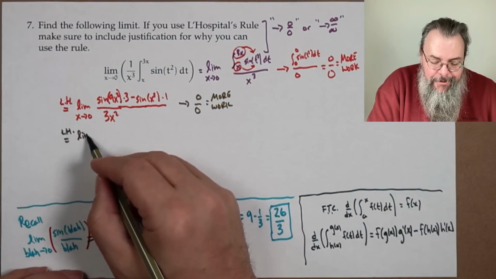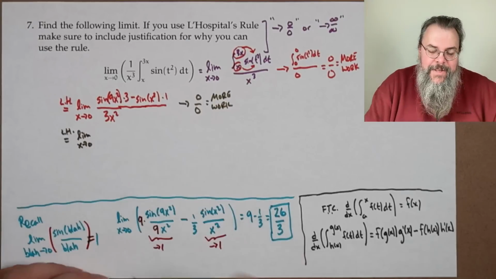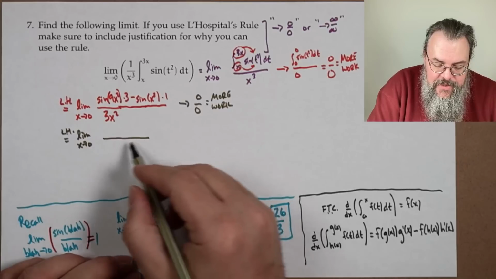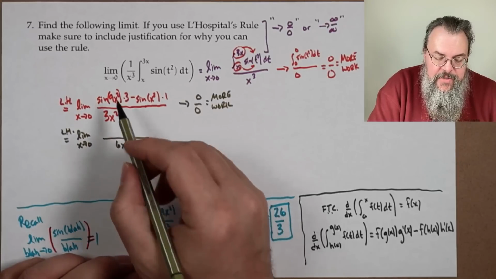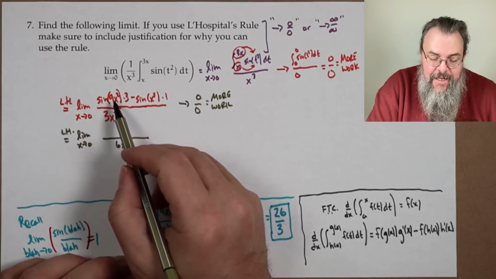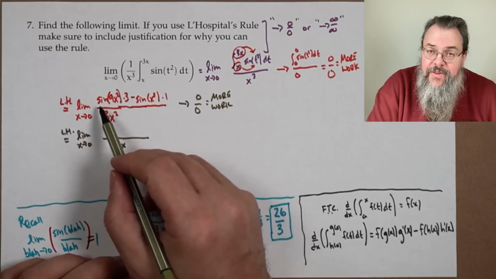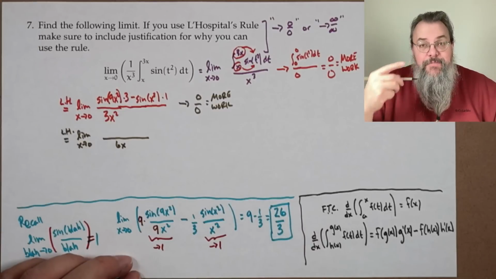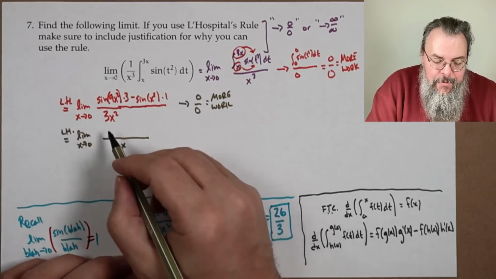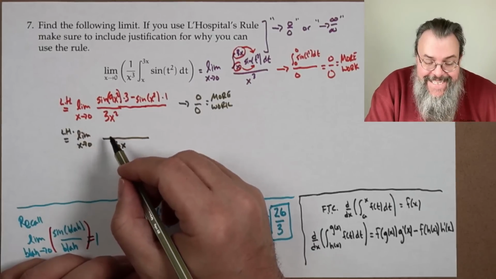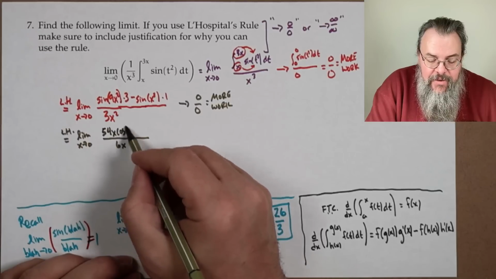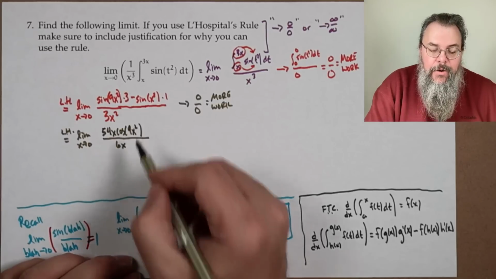L'Hôpital, mon ami. Okay, so here we go. Derivative downstairs, 6x. Upstairs, well, derivative of sine is cosine. And so we're going to have 3 times cosine of 9x squared times the derivative of 9x squared. Okay, so that will become 3 times 18, which makes 54x cosine 9x squared.